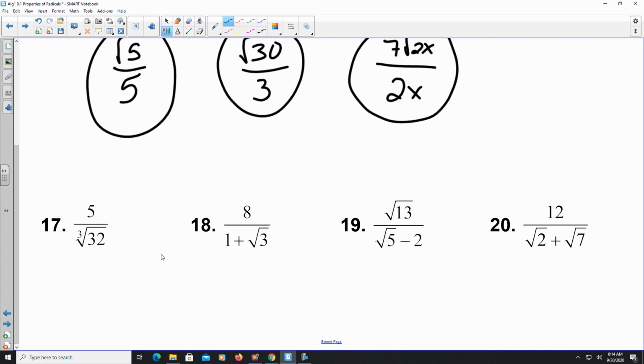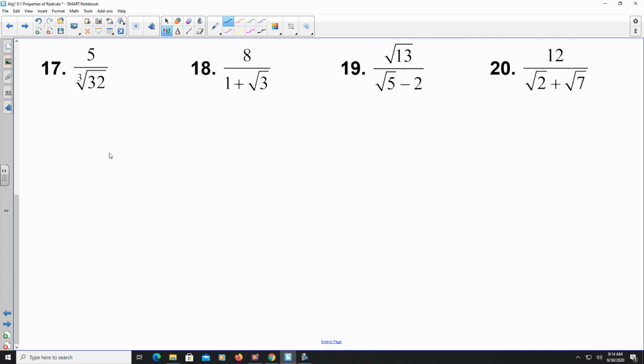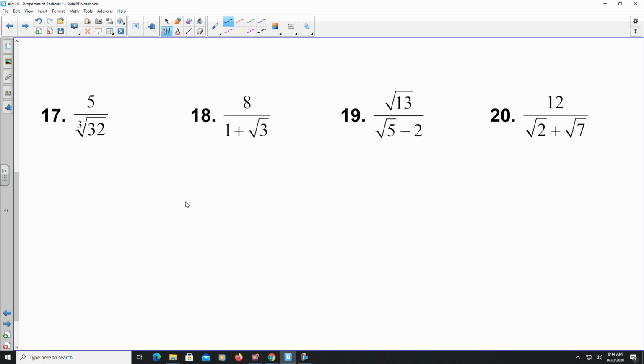Let's look at 17. So if we look at 17, it's cube root, but if I took 32 and multiplied it by 2, I'd get 64. So what I'm going to do is multiply both the top and the bottom by the cube root of 2. So 32 times 2 is 64, but the cube root of 64 is 4, so I left that on the bottom. On the top, I'm just left with 5 times the cube root of 2. And I can't simplify that anymore.